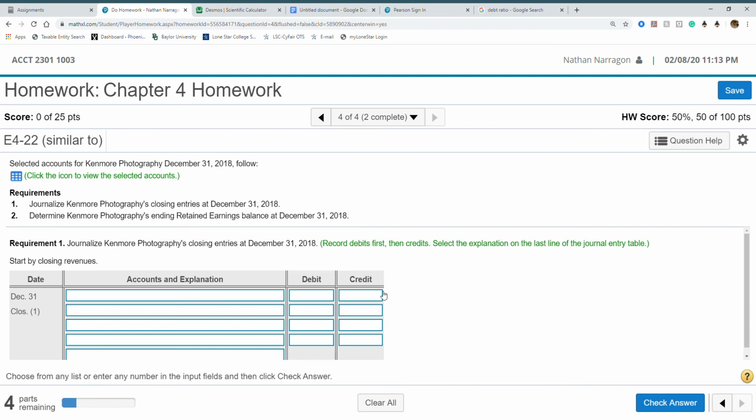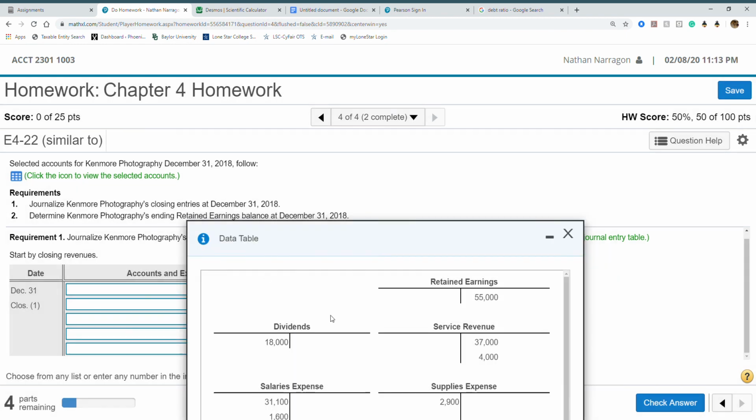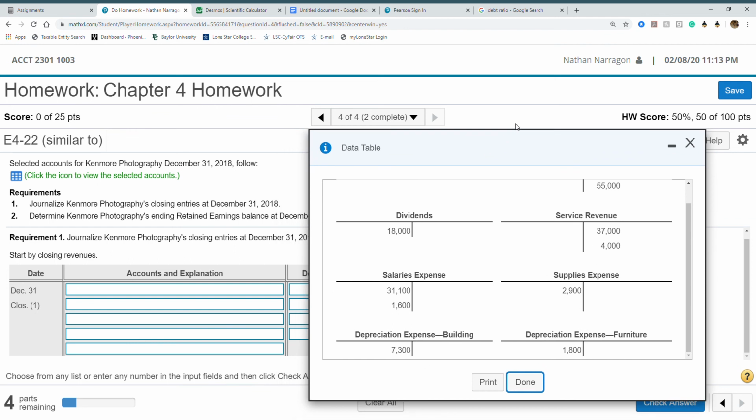Alright, so right here, we're going to do closing entries again. I'm going to go ahead and do this one with y'all. Actually, no, I'm going to second guess that because I really do want y'all to kind of do this on your own to see how you do. Now, the only difference is this time around, it is taking the T accounts.